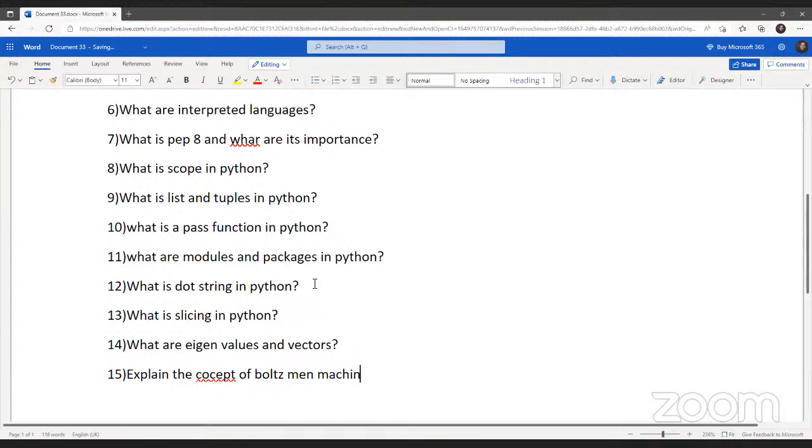explain the concept of Boltzmann machine. If anyone knows the answer, ping me in the chat box and we'll discuss the answer.